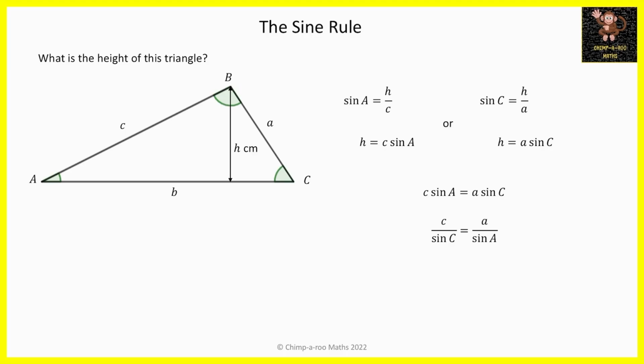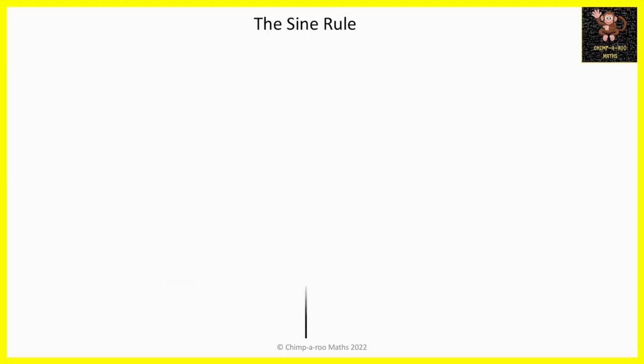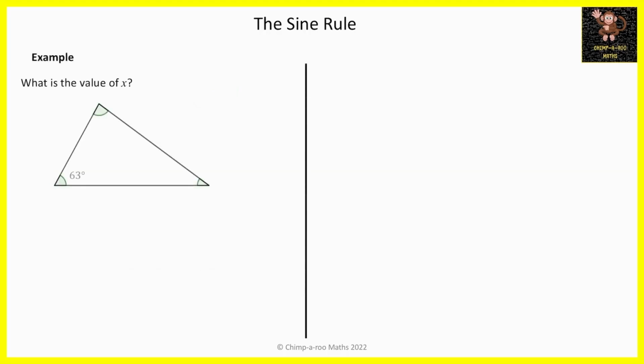That's linked to all sides and angles, so we can say the sine rule is a divided by sine A is equivalent to b divided by sine B, which is also equivalent to c divided by sine C. Now look at this example here. We've got to try and find the value of side x.